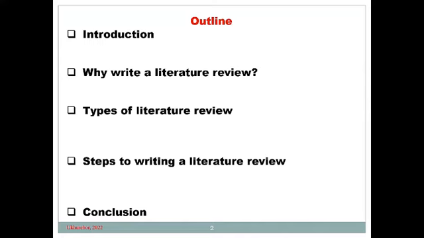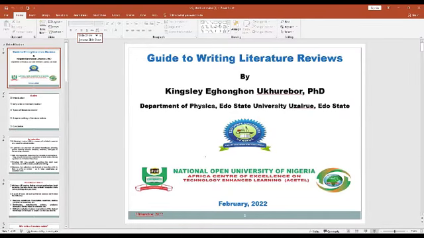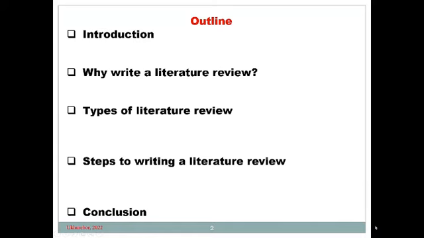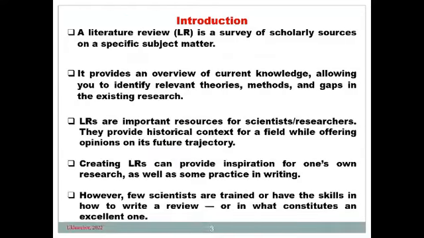I will also try to tell us why we need to have a literature review. We'll try to look at the types of literature review. We'll also look at steps that will guide us in writing a good literature review. We'll try to also conclude this aspect. 1, introduction, the first section.